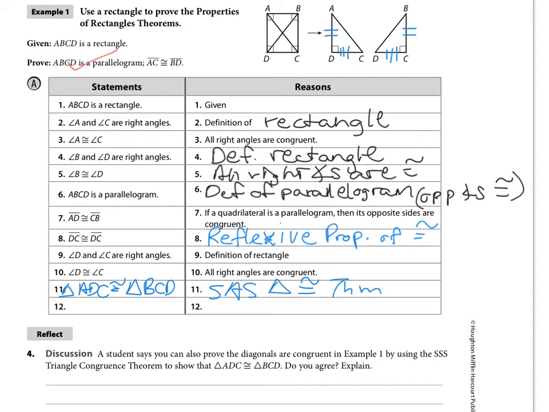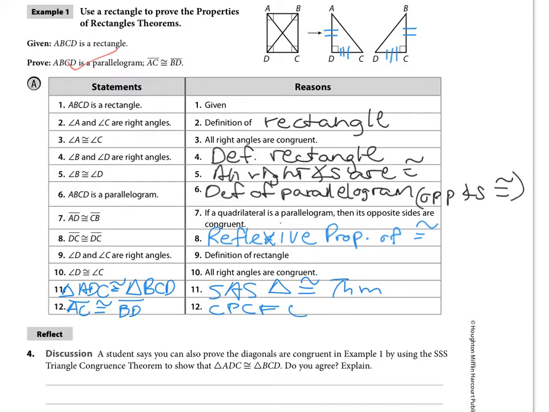So finally, what allows us to say that the second part, that the diagonals are the same, that AC is congruent to BD there, is because they are corresponding pieces. So corresponding parts of congruent figures are congruent. So that's the first proof, you guys.